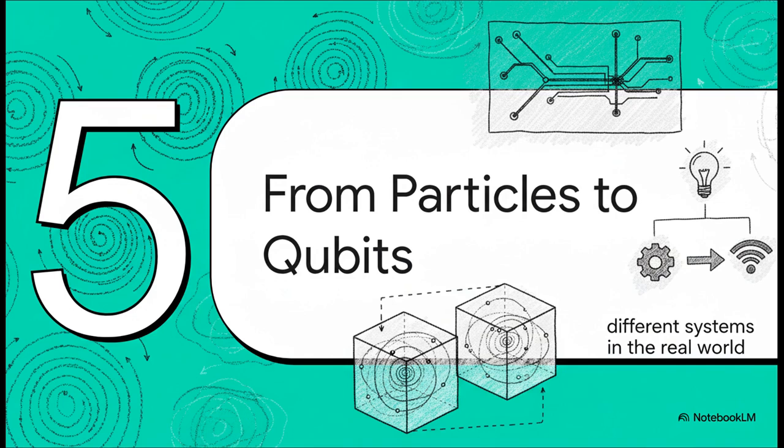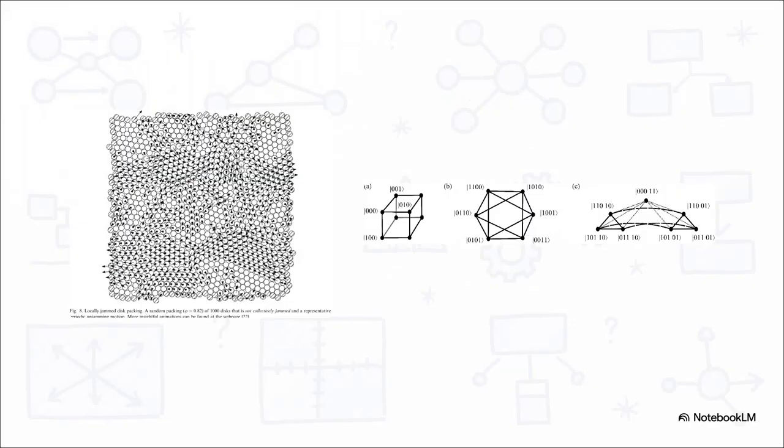What's absolutely incredible is just how universal this idea is. This method of mapping states and transitions isn't just for some abstract math problem. It's being used to understand wildly different systems in the real world. Just look at these two images. On the left, you're seeing how thousands of physical disks can shift around to become unjammed. The arrows are showing valid transitions in that system's configuration space.